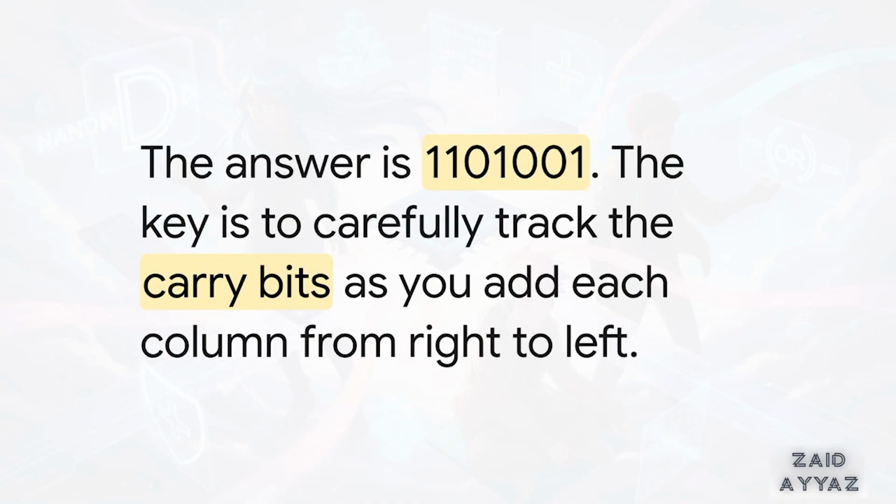Okay, time's up. The answer is 1101001. Did you get it? Let's do a quick check. We start on the right. 0 plus 1 is 1. Next, 1 plus 1 is 0. Carry the 1. Then we have 1 plus 0 plus our carry, which is also 0, and we carry the 1 again. As long as you kept track of all those carries all the way across, you nailed it.